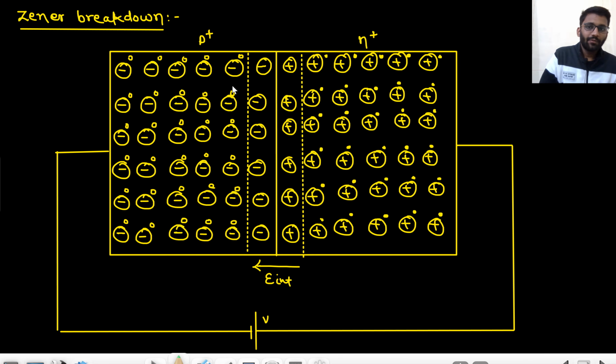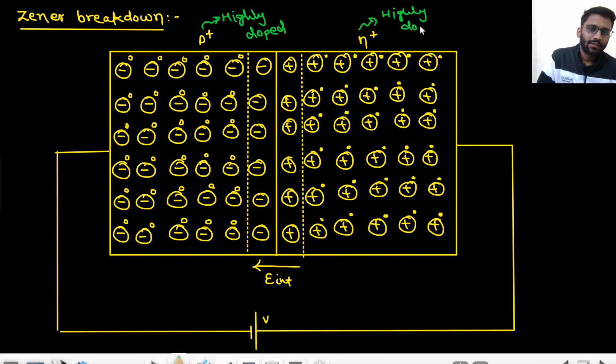In case of Zener breakdown, we use highly doped p-type semiconductor and highly doped n-type semiconductor. What do I mean by highly doped? That means there are more impurities. If there are more impurities, there will be more electrons and more holes. Highly doped means more charge carriers.